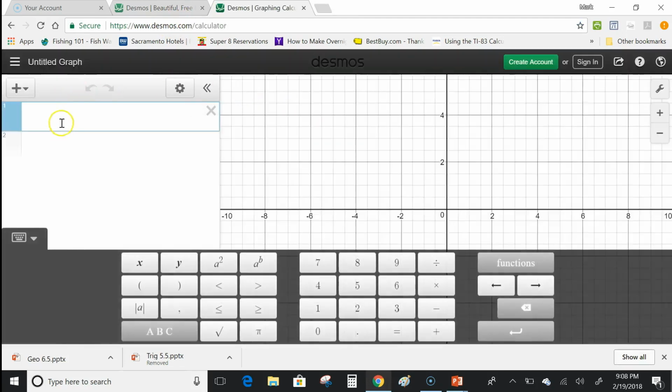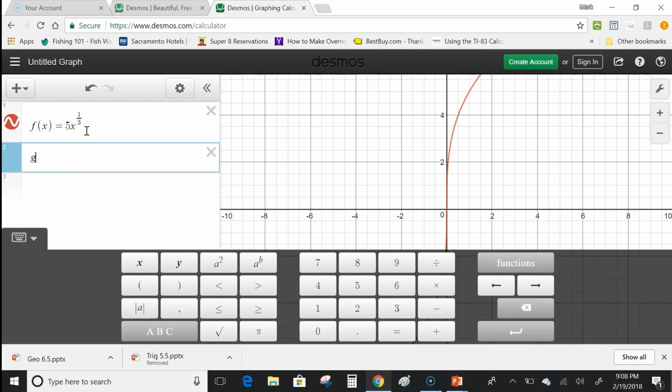Okay, and what I'm going to do is define f. So f of x is equal to 5x to the 1/3 power. Okay, I'm going to define g of x. G of x is equal to 16x to the 1/2 power.